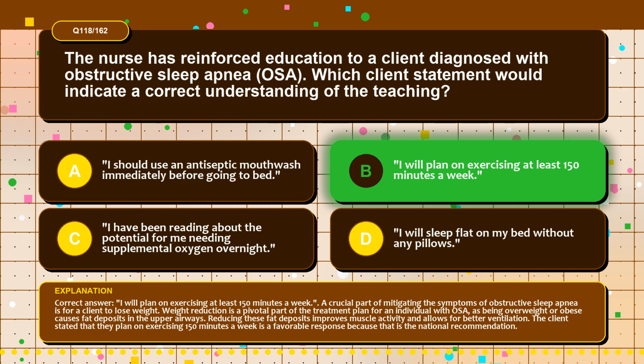A crucial part of mitigating the symptoms of obstructive sleep apnea is for a client to lose weight. Weight reduction is a pivotal part of the treatment plan for an individual with OSA, as being overweight or obese causes fat deposits in the upper airways. Reducing these fat deposits improves muscle activity and allows for better ventilation. The client stating that they plan on exercising 150 minutes a week is a favorable response because that is the national recommendation.